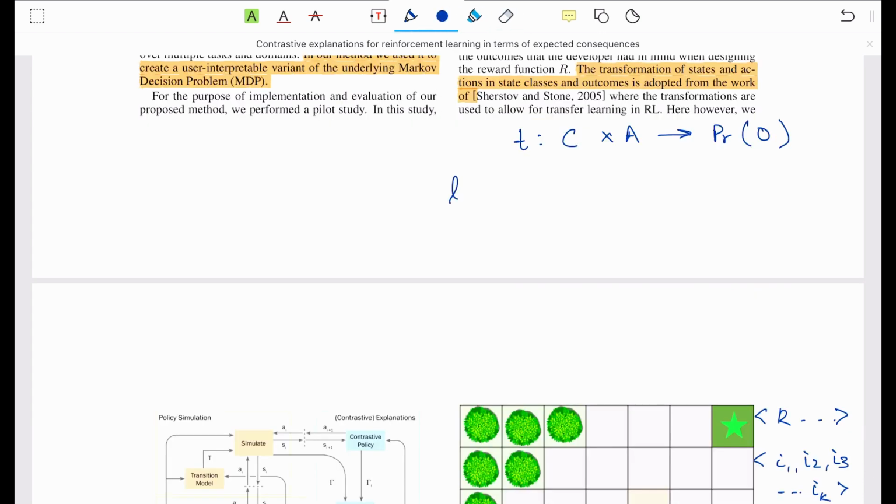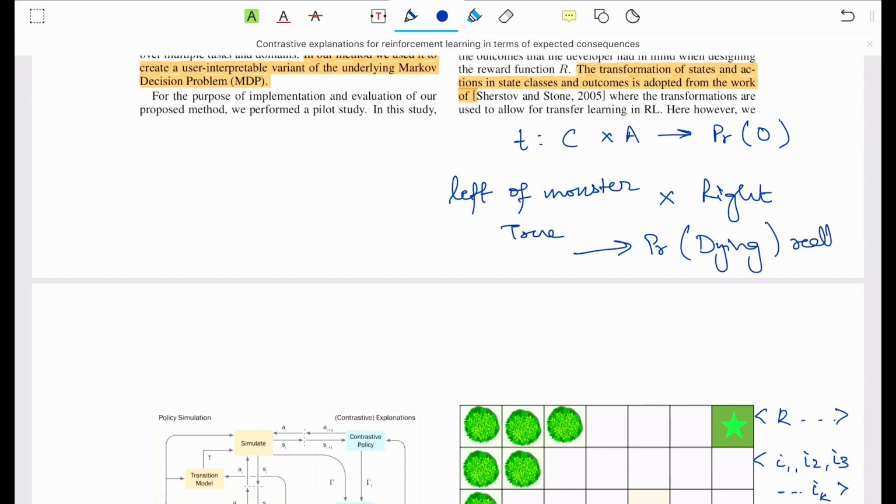Let's suppose a concept "left of monster" is true and I take the action right, then the probability of dying is really high, because I'm at the left of the monster, and if I take the action right, there's a high probability that I will die. But note that all of these things that we talked about are not the actual state.